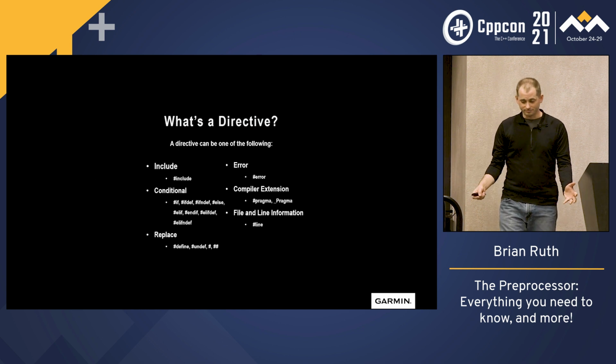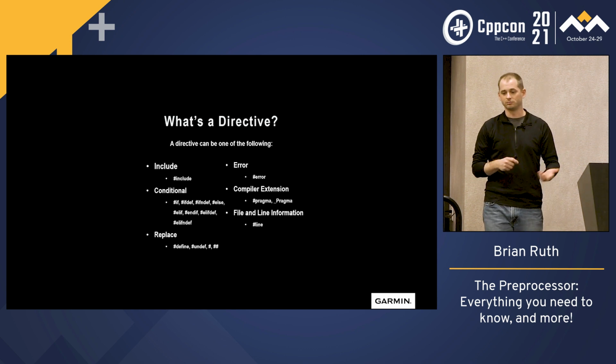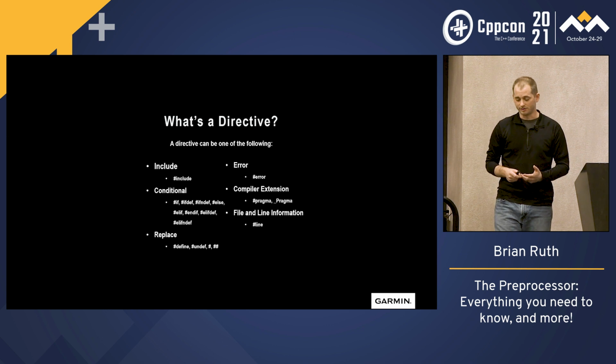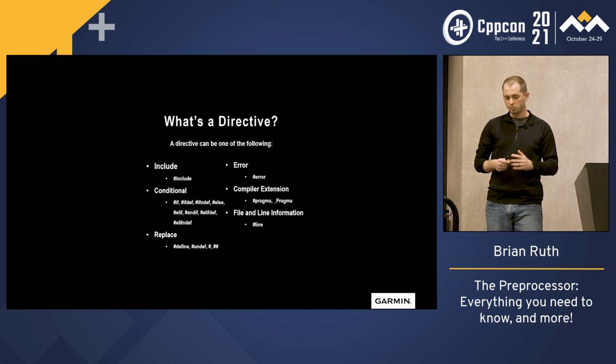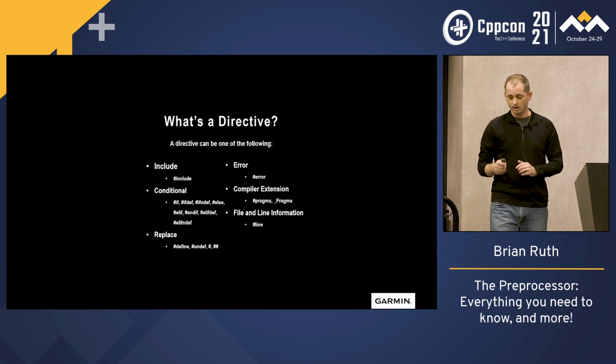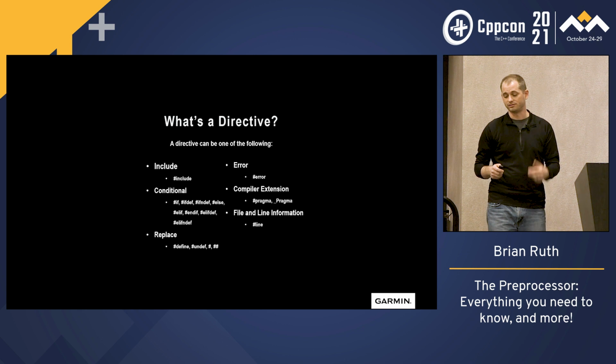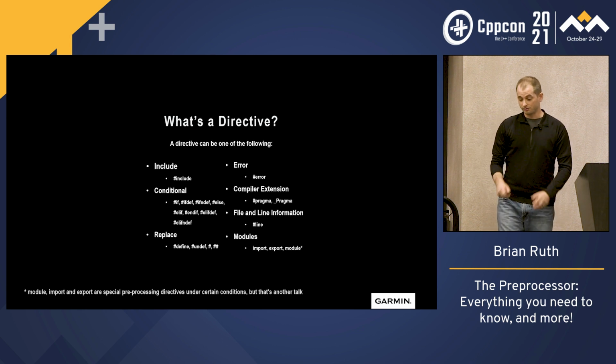So what is a directive? The directives are broken into these different categories. We're going to go over them individually. This is, as far as I can tell, a pretty complete list of all of the current directives that are available: include, conditional, replace, error, compiler extensions, and file and line information. There is also modules.